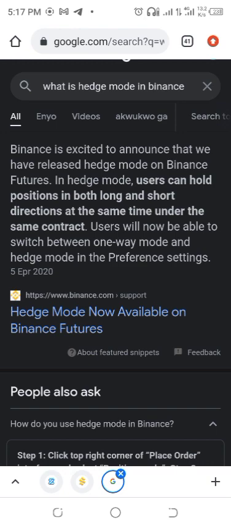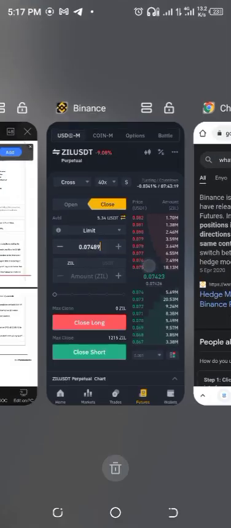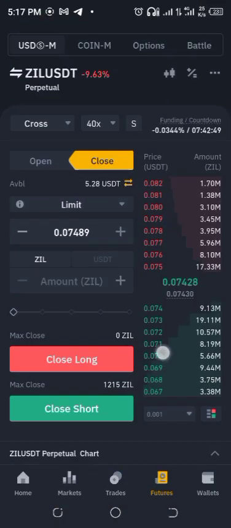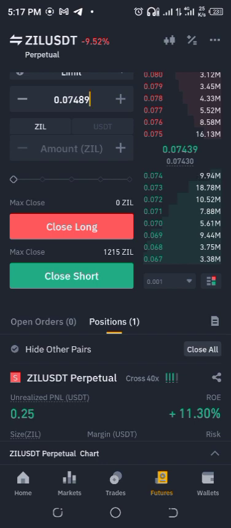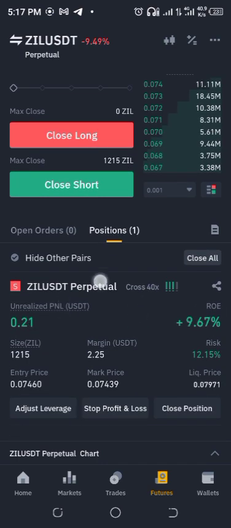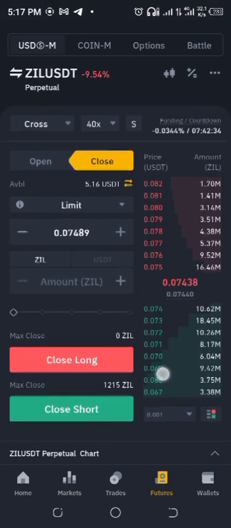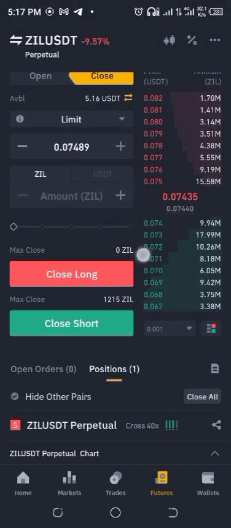Now, on one-way mode, which you are all conversant with, once you open a position, then open a counter position on it, like let's say you long, then you short at the same time, the short will cancel the long. So that is what happens on a one-way mode. But on a hedge mode like this, if you look, it's looking quite different from what you have on your own, which is a one-way mode.